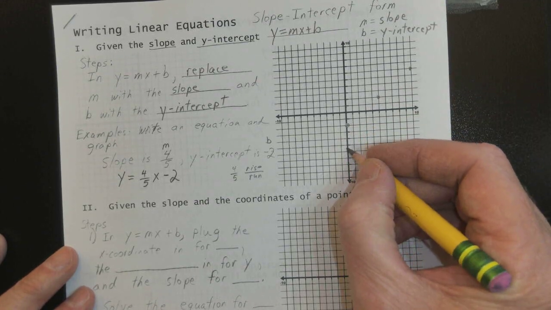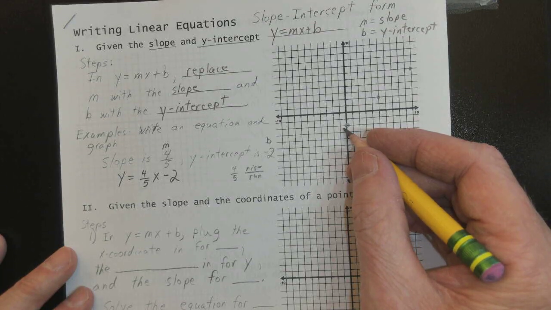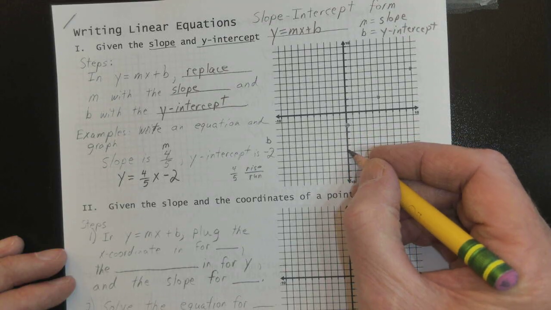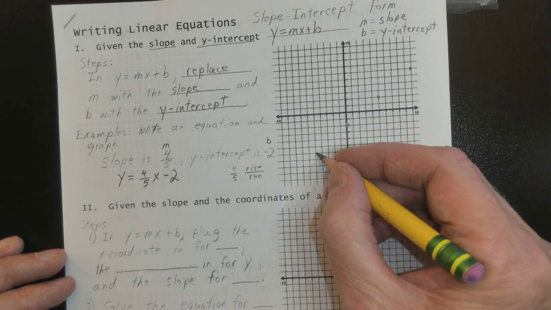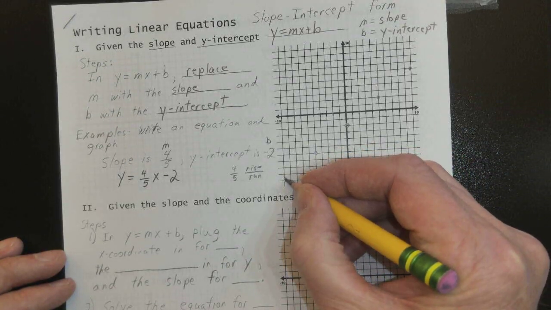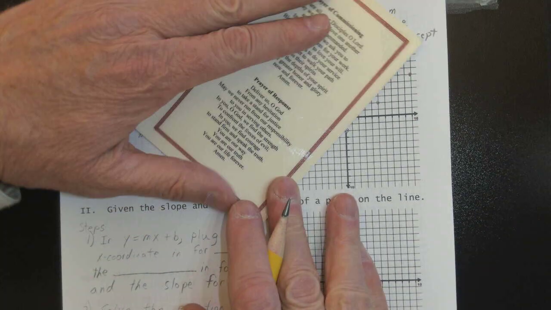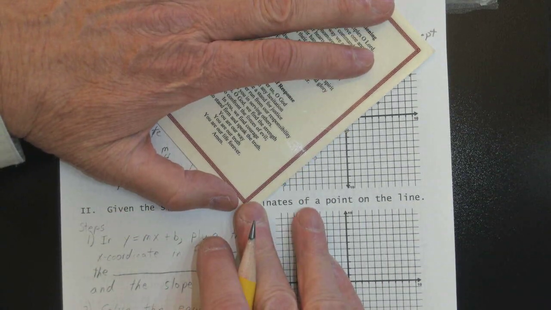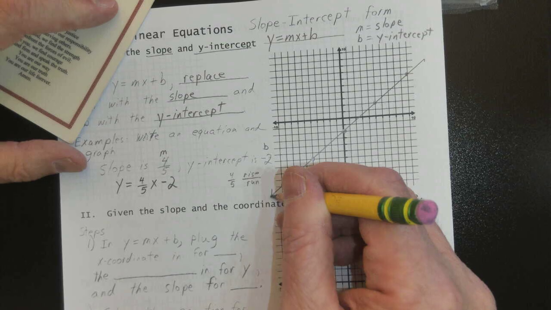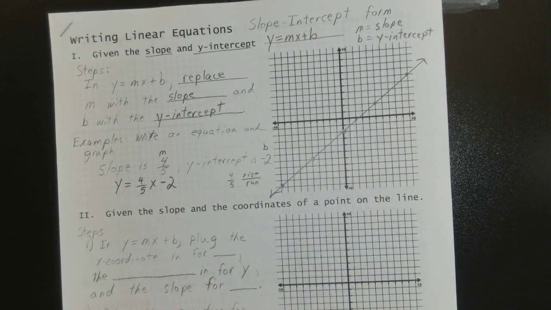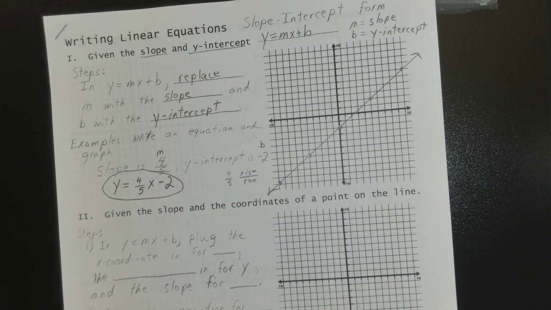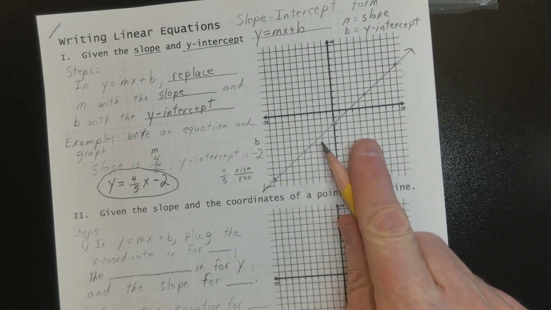If I go down 4 and left, what's a negative over negative equal? So I can go down and left. Two negatives make a positive. 1, 2, 3, 4. 1, 2, 3, 4, 5. I'm right there. Down 4, right 5. I am going to lay down a straight edge here, draw a line through my points. Any questions? This is if you're given the slope and the y-intercept. And this is the slope-intercept form of this equation.